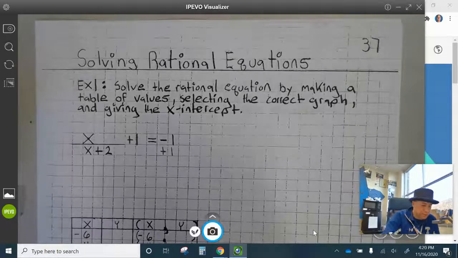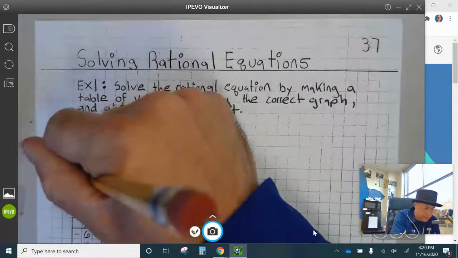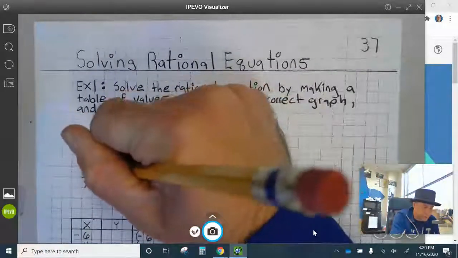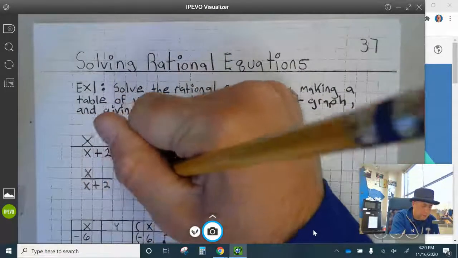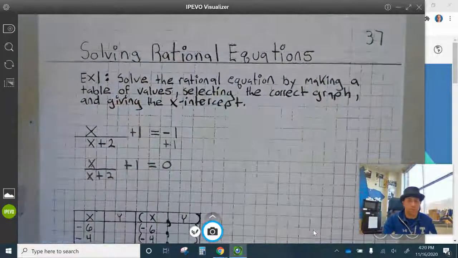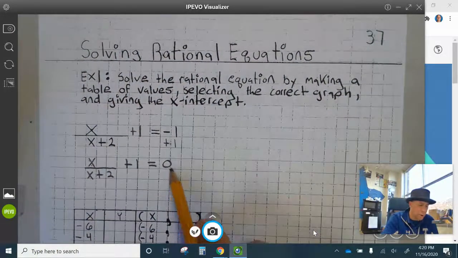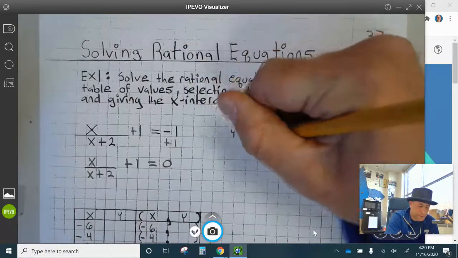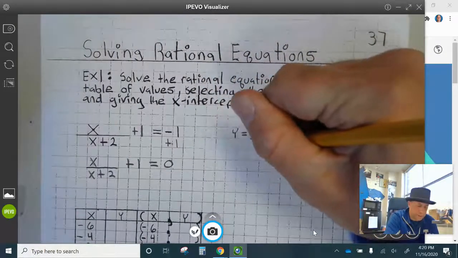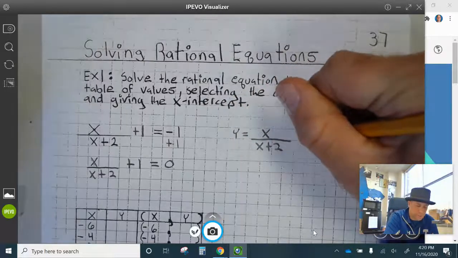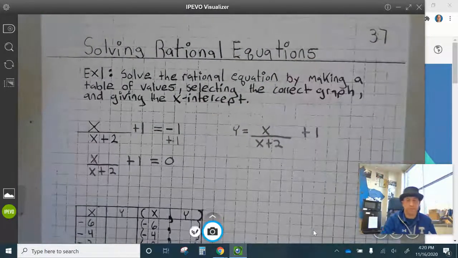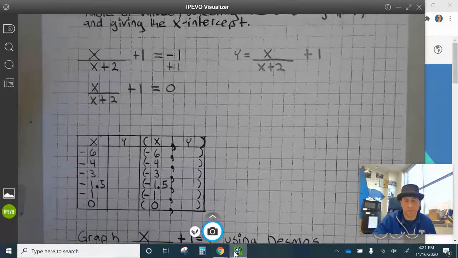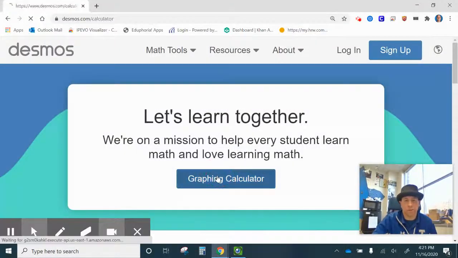Now when you do that, you have x divided by x plus 2 plus 1 equal to 0, okay? Now we're going to substitute y in for 0, so we're going to graph y equals x divided by x plus 2 plus 1, okay? So let's do that now. We're going to use Desmos to do that, okay? So graphing calculator.